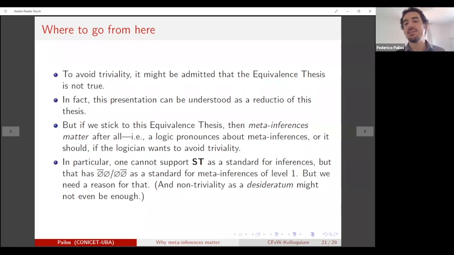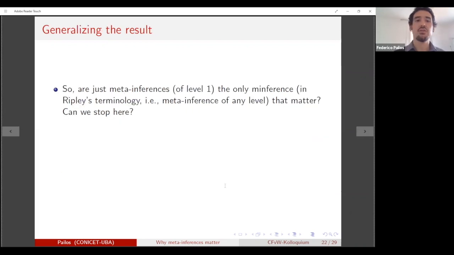And non-triviality as a desideratum might not be enough, because one can go into trouble even without avoiding triviality. I can talk more about that in the Q&A section.